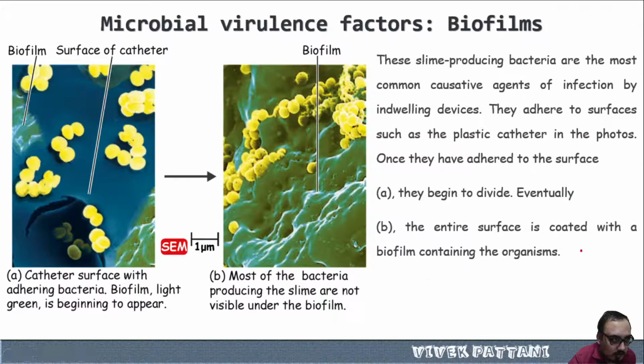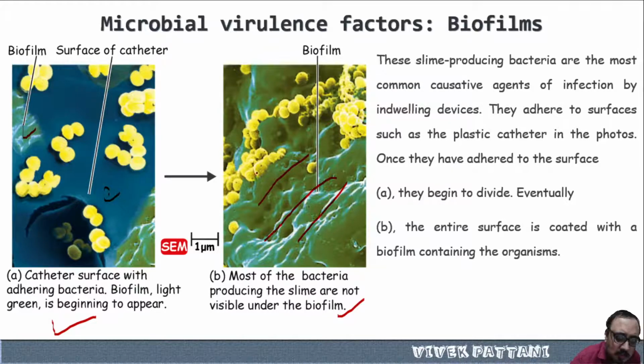Now moving forward with the photographs, you can see here the surface of the catheter. The green one here is a biofilm, which appears green in color. After some time, if it remains untreated, most of the slime-producing bacteria are no longer visible in the biofilm, because slime has covered most of the bacteria and also the catheter, and this cannot be easily treated.